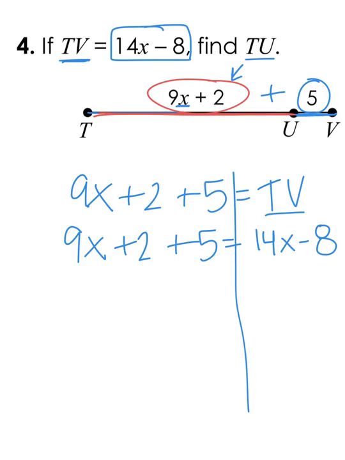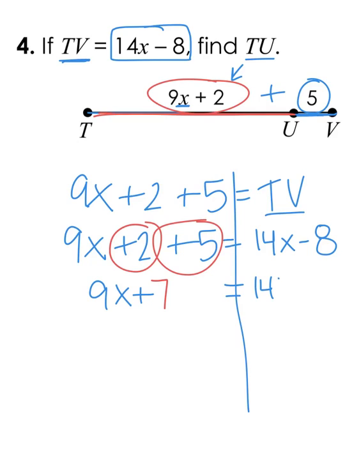So solving, remember we combine like terms if they're on the same side of the equal sign. And over here we see a positive 2 plus 5. And we know that 2 plus 5 is 7. So I'm going to write 9x plus 7 equals, I'm going to bring down the 14x minus 8 because I didn't do anything with that. And now we're getting all of the variables on one side and all the constants on the other. So I'm actually going to move this 14x to the left side.